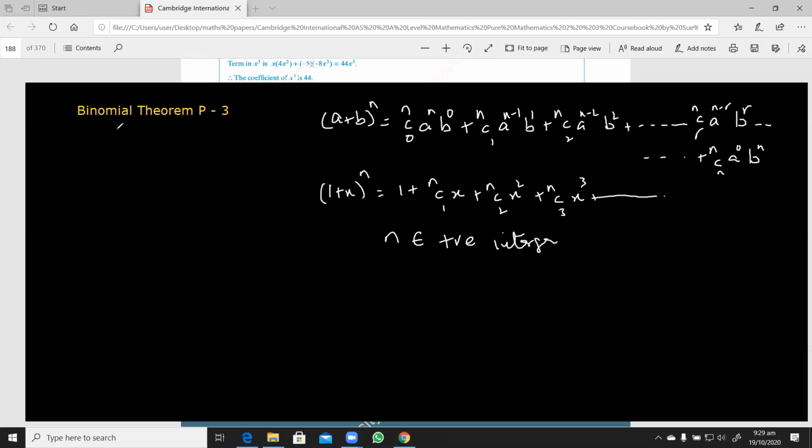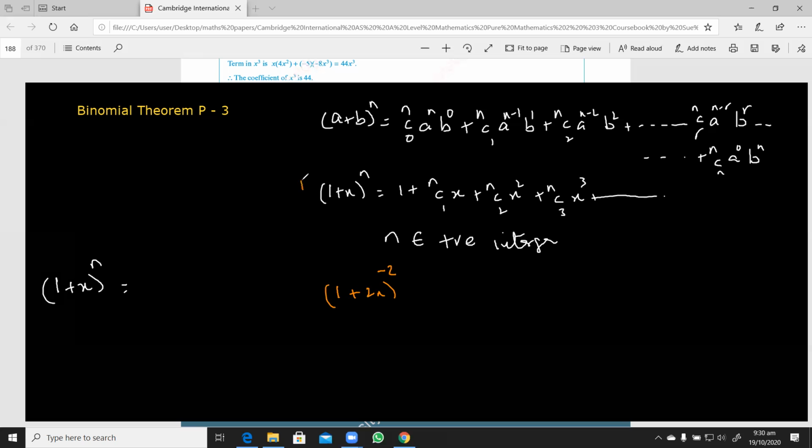Now in this P3 binomial, there will be just one version of this, that is (1 + x) raised to power n. And now this n can be anything. It can be a decimal, a positive fraction, a negative fraction. It can be anything. So now when you try to apply the same formula onto this P3 expansion, suppose you have something like (1 + 2x) raised to power, let's say, minus 2, and you want to expand this.